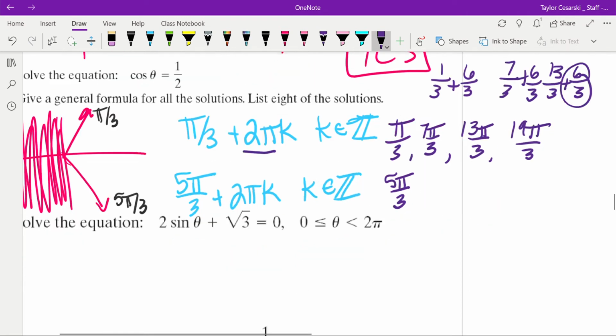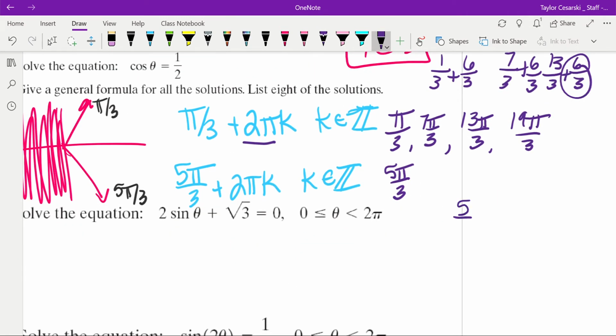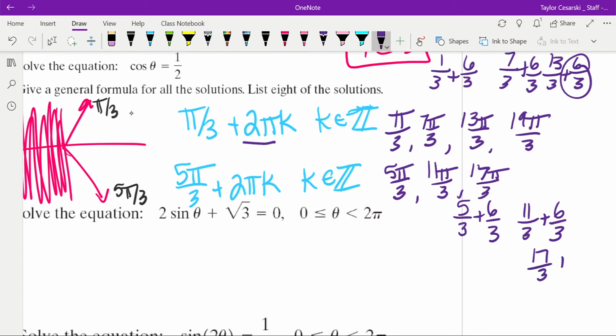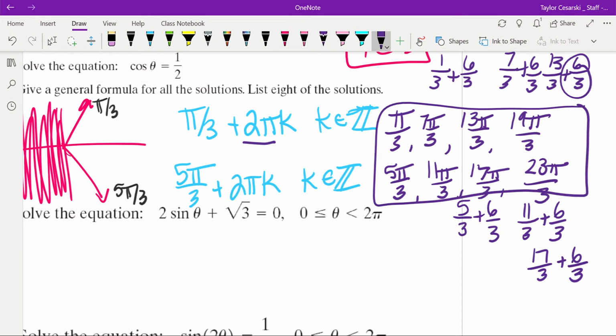Alright, same thing down here. So 5/3 plus 6/3 gives me 11 pi over 3. 11/3 plus 6/3 gives me 17 pi over 3. And 17/3 plus 6/3 gives me 23 pi over 3. And those are 8 of my solutions, and I kind of crossed those out, but it's okay. So those would be 8 of your solutions along with the general formula.